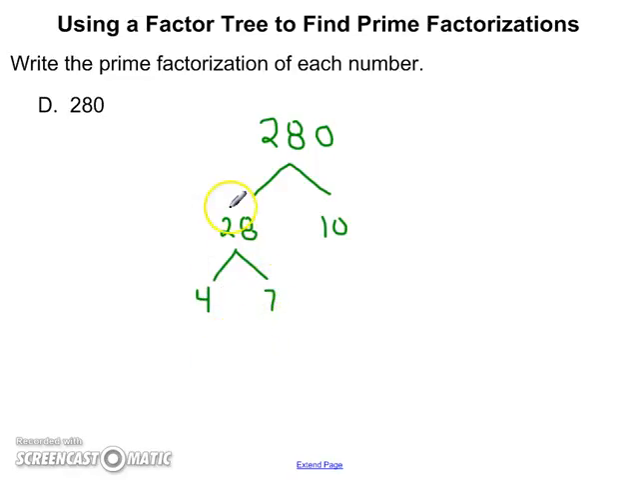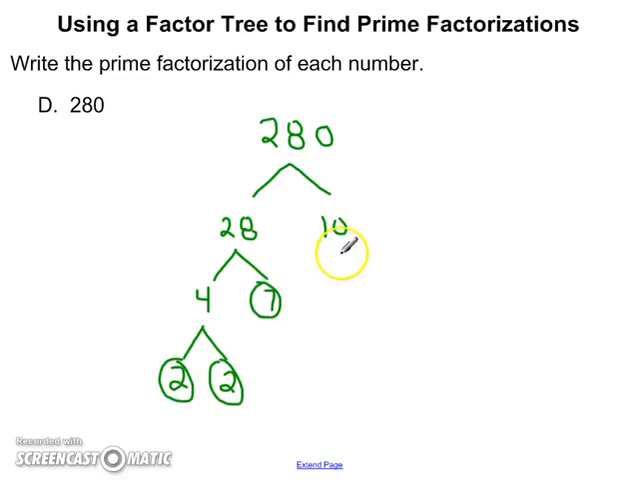Okay, and I'm actually going to go ahead and finish this branch out. 7 is prime, so I'm not going to go any further with that. But 4 is 2 times 2. And 2 and 2 are prime, so I'm not going to go any further with that. So I know that part of my answer are these 3 numbers here.